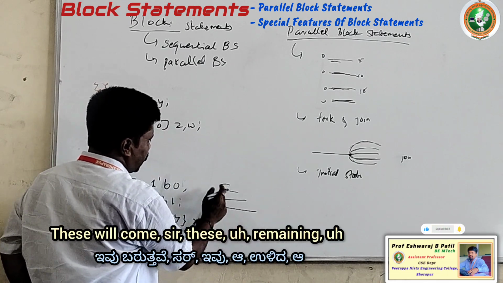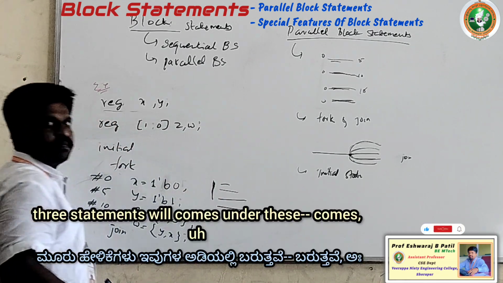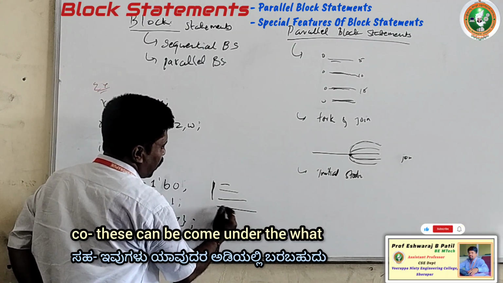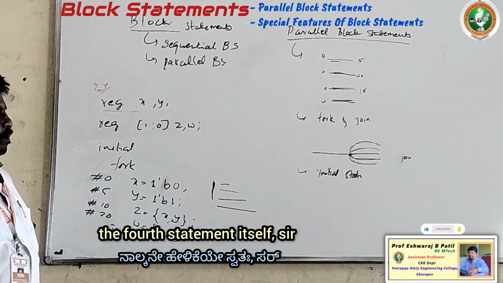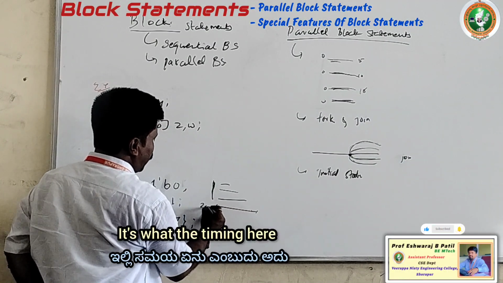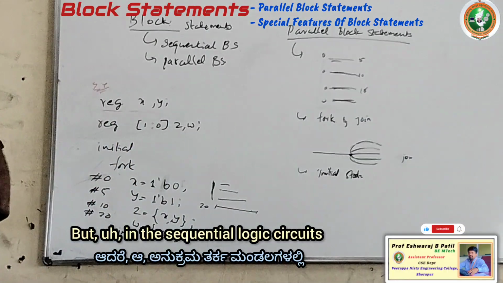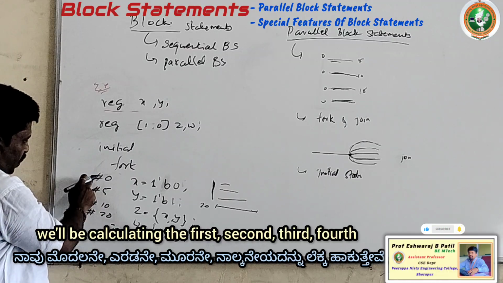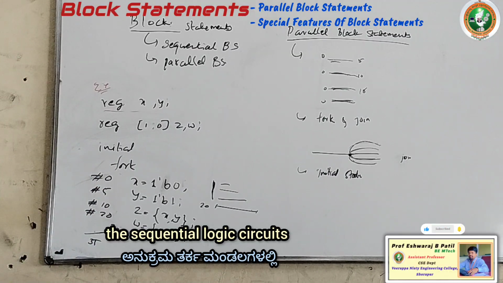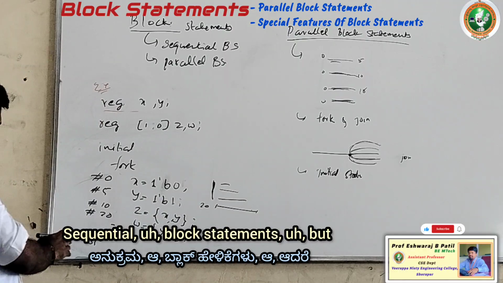These remaining three statements come under the fourth statement itself, because it is taking more time anyhow. The timing here is 20. But in sequential logic circuits, we calculate the first, second, third, fourth. This is 35. Here we are in the sequential block statements.